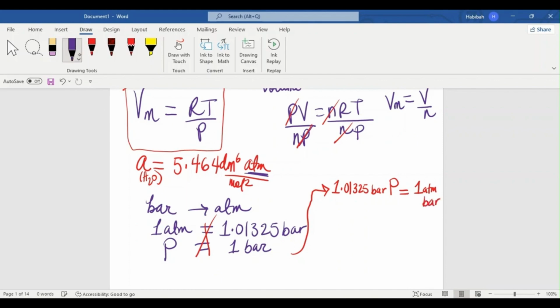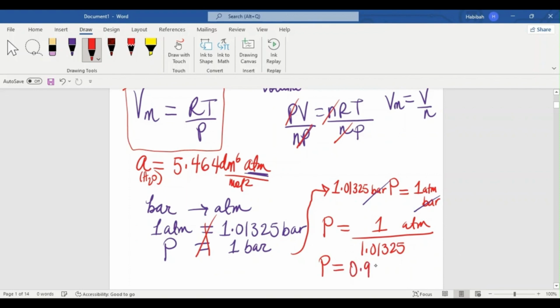Of course, since we have the same units on both sides of the equation, we can cancel this out, and we have pressure now equal to 1 atm divided by 1.01325. When we do that, we determine pressure to be 1 divided by 1.01325 in our calculator. We end up getting 0.97402 atmosphere. So that's basically the pressure we're going to be using.